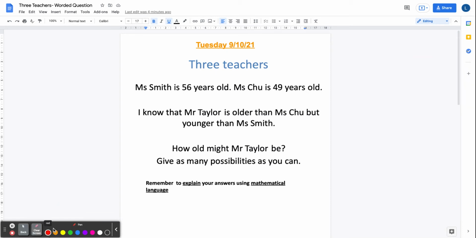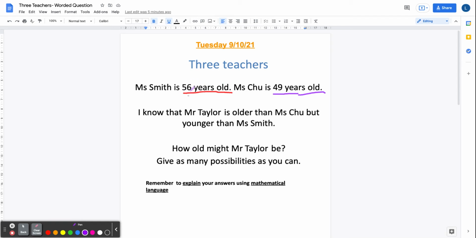So the word problem says there were 3 teachers. Ms. Smith is 56 years old. Ms. Chu is 49 years old. So we have 2 teachers. We have Miss Smith, who is 56 years old, and Ms. Chu is 49 years old. I wonder which teacher is older. Is Miss Smith older or Miss Chu older?